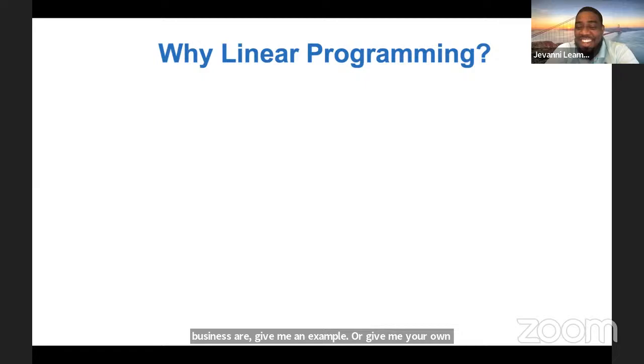And remember to raise your hand, and you can type in the chat. What do you think, why do we use linear programming? Anyone?